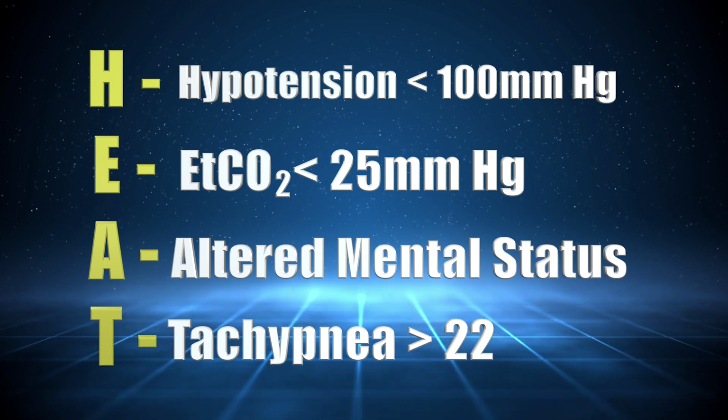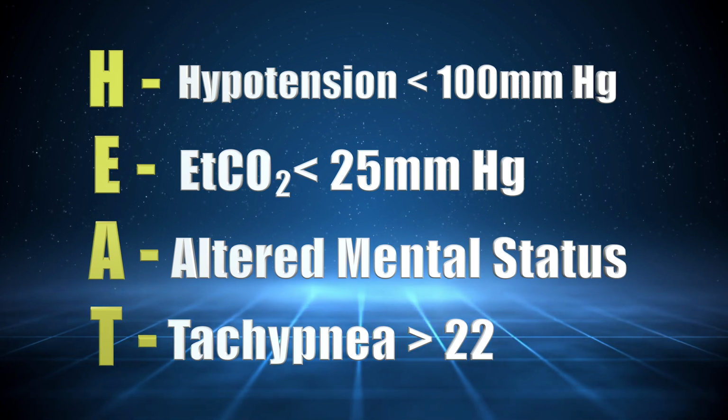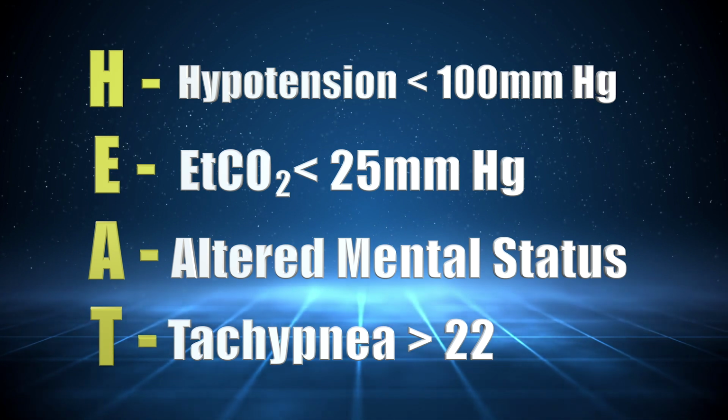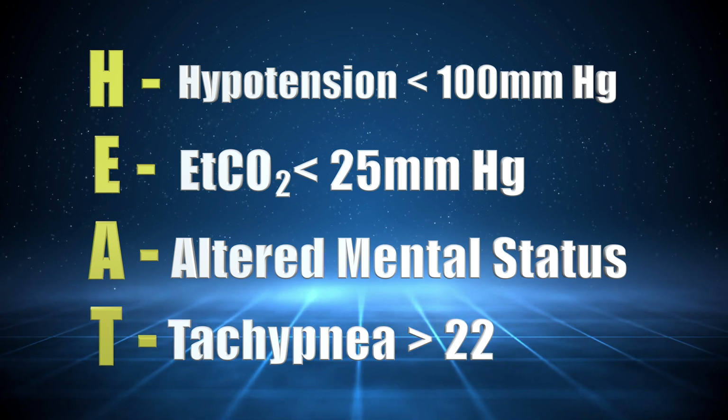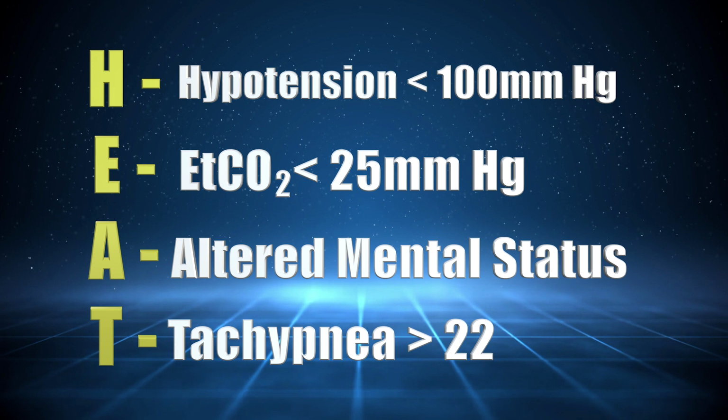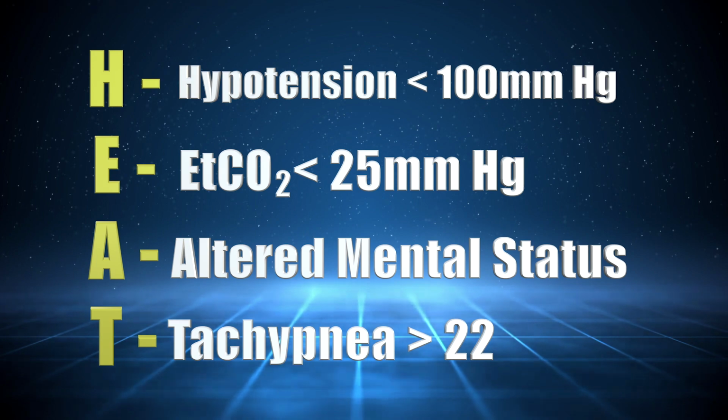And the last one, T, is for tachypnea. And again, this goes along with shock of any cause. As your lactic acid level rises because the tissues are not getting enough oxygen and glucose to metabolize, acid level goes up, your body compensates by breathing fast, which is this tachypnea, greater than 22 is what we're looking for there.